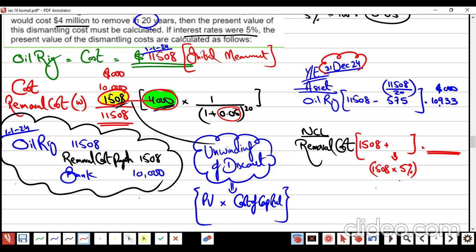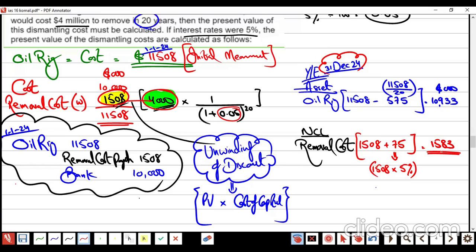Only 5% of it. Yeah. 75.4. So if I round it, it's okay, 75. So add them up. 1583.